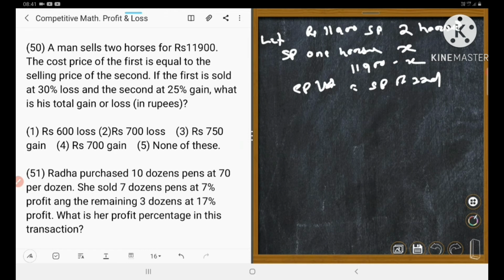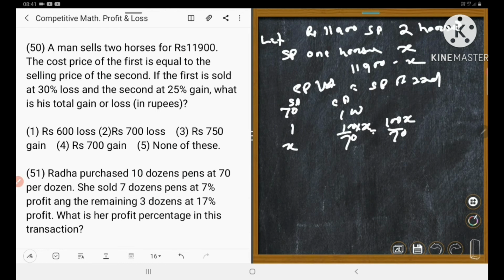30% loss means when SP is 70, CP is equal to 100. So 1 is equal to 100 upon 70. So the CP is 100X upon 70.